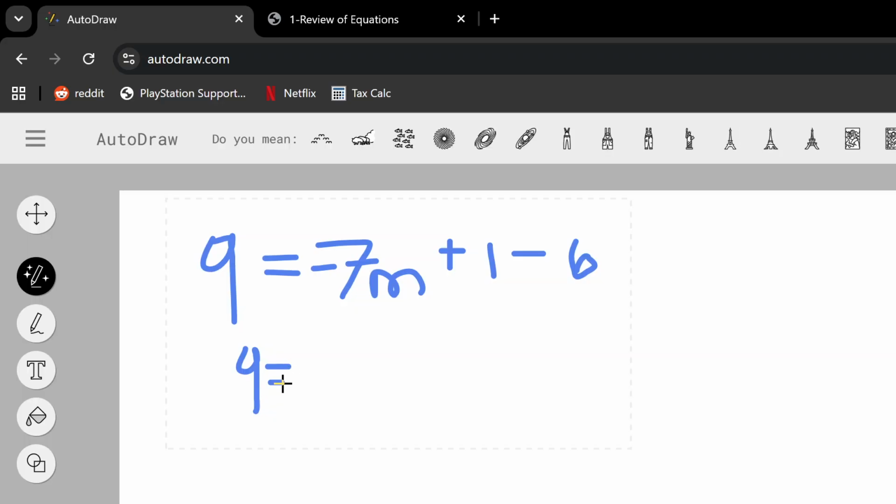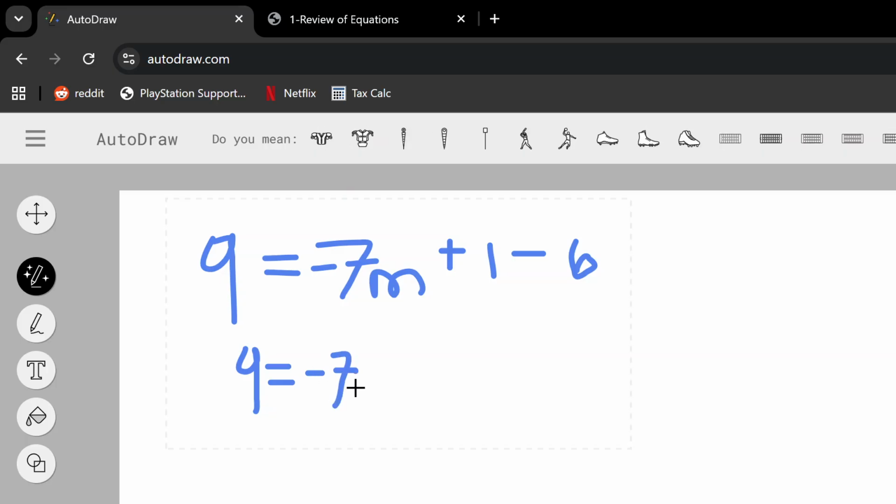Then we can do 9 equals negative 7m and now, is it plus or is it negative? Remember, we can never forget the negatives. So positive 1 plus negative 6 will give you a negative 5. Don't forget that.